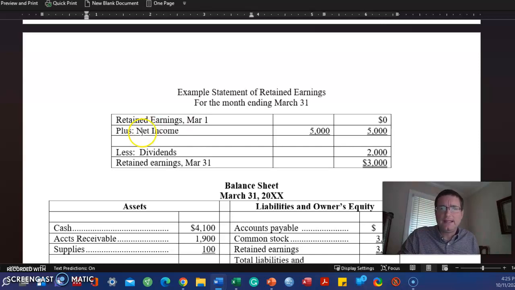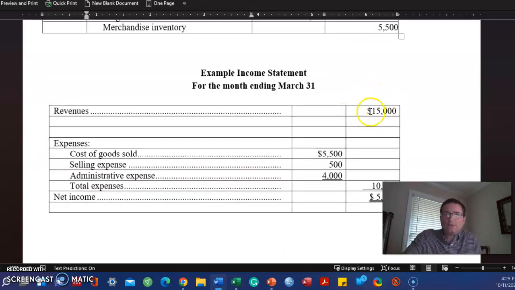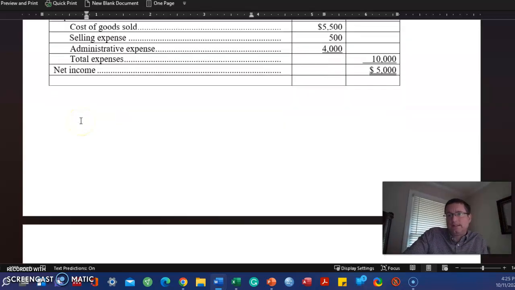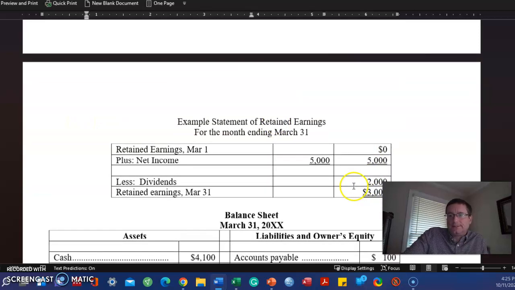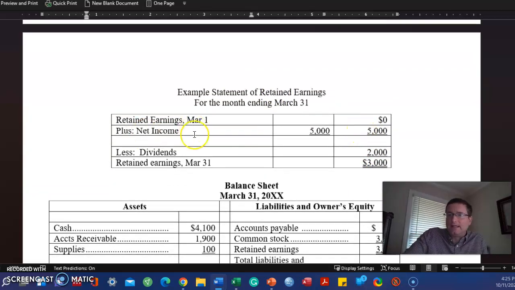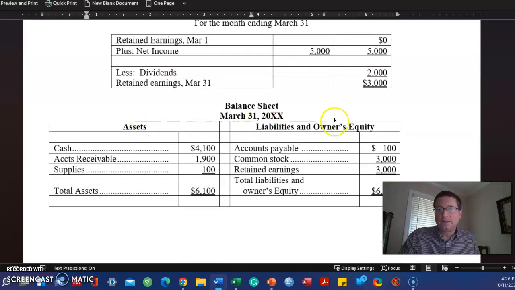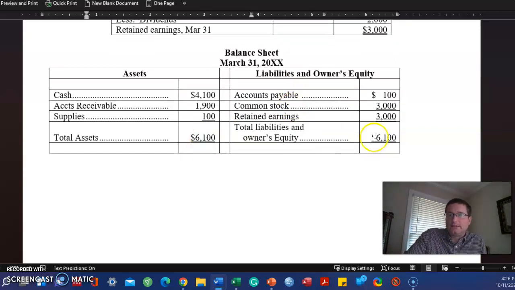Where are they? They're in net income. We've already subtracted revenue minus expenses and got the difference, the net amount of revenue and expenses that we call net income. So that $5,000 is here. So when we have net income, we have R&E. No investment, but we have dividends, revenue, and expenses. Income is revenue and expenses. And then balance sheet, we talked about it, assets equal liabilities plus owner's equity. And again, 6,100 equals 6,100.